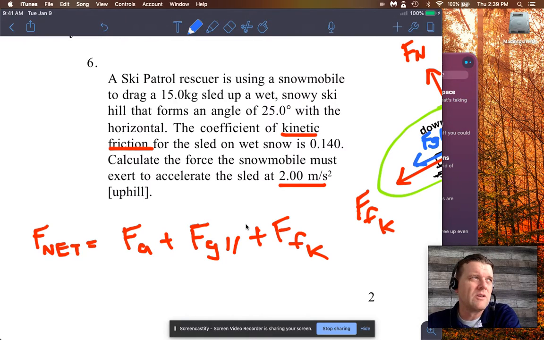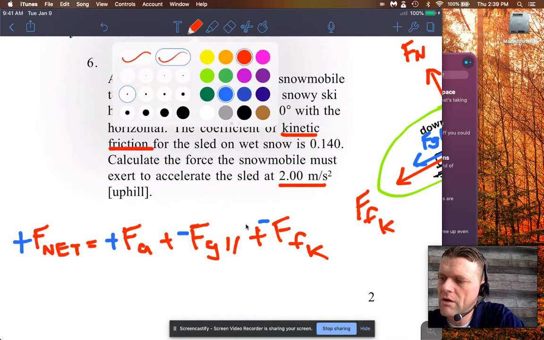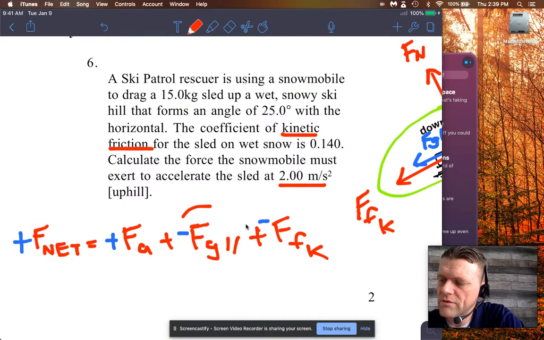So depending on how you decide to orient it, my brain works easier if I say that that's positive. So we'll say that the net force has to be positive because the sled is going uphill. The applied force is positive, it's going uphill, but we'll say that the negative would be downhill in this case. So the force of gravity parallel should be negative and the force of kinetic friction should be negative. Okay, so there's another way you can account for that, but hopefully this way will help you make sense of it. So we already know the force of gravity parallel.